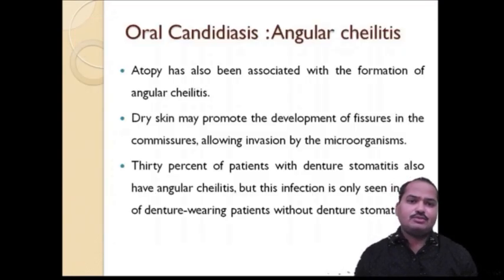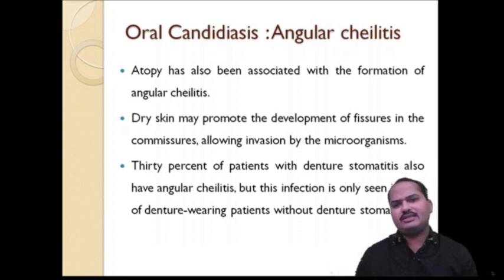Now, atrophy also has been associated with the formation of angular cheilitis, and dry skin may promote the development of fissures, and after the development of fissures, these invading organisms invade the tissue, and the salivary wetting also occurs in these fissures. Now, 30% of patients with denture stomatitis also have angular cheilitis, but this infection is only seen in 10% of denture wearing patients without denture stomatitis.